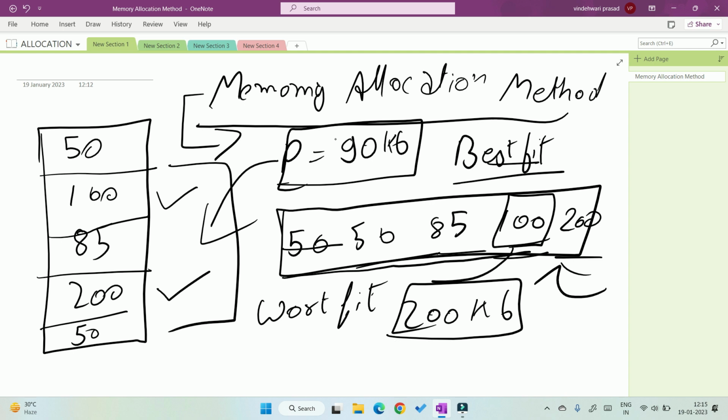But there is one problem here: the problem of performance. Why does the problem of performance happen? Because the OS first has to sort all the memory. So here the performance is very low. So there is another method which we can use.